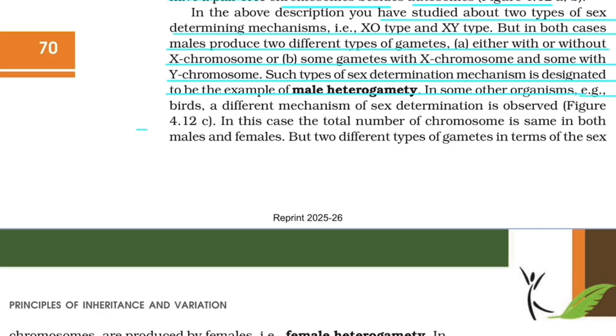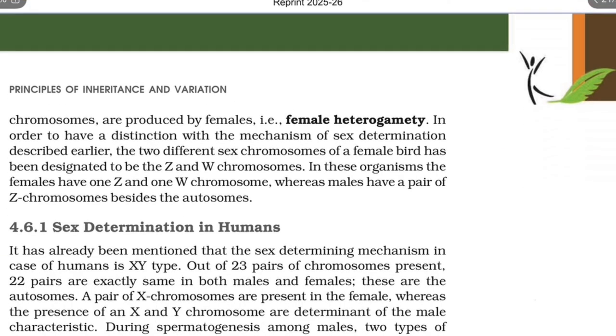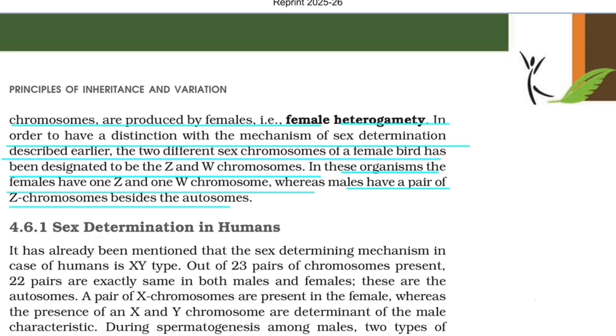In some other organisms, for example birds, a different mechanism of sex determination is observed. In this case, the total number of chromosomes is the same in both male and female, but two different types of gametes, in terms of sex chromosomes, are produced by females: female heterogamety. In order to distinguish it from the mechanism of sex determination described earlier, the sex chromosomes of birds have been designated Z and W chromosomes. In these organisms, the female has one Z and one W chromosome, whereas the males have a pair of Z chromosomes besides the autosomes.